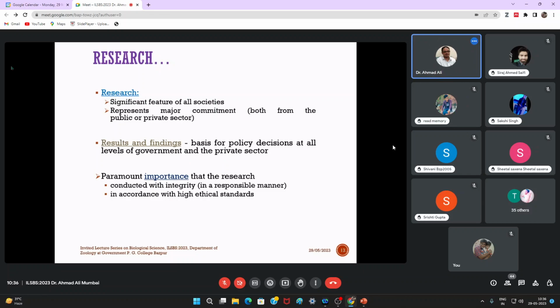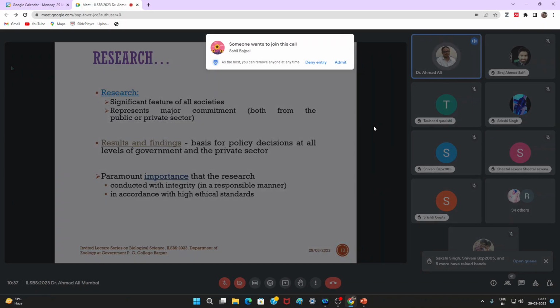So now, because of this importance of research and its findings and results, it becomes very important that the research must be conducted with integrity in a responsible manner. It means you take care of the societal need, your lab need, all your procedures and established methods, and everything in accordance with high ethical standards. So, what are ethical standards? They are again a very elaborate topic: what is the role of the mentor, the funding agency, the institution, the student. And how do you conduct a study on human subjects, on animal subjects, how do you handle cell lines, and how do you discard hazardous chemicals. All these things become very important, and they are part of ethical standards.